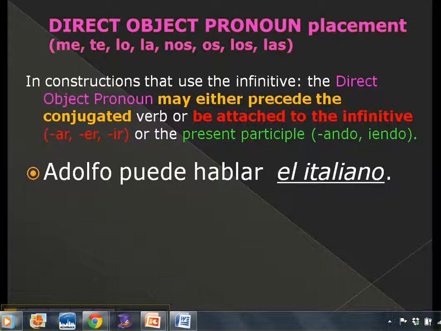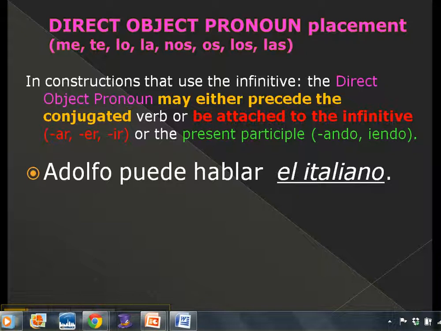So here, and pay attention to color in order to help you comprehend the relations here. In constructions that use the infinitive, like you have two verbs, right? A conjugated verb and infinitive. The direct object pronoun may either precede the conjugated verb or be attached to the infinitive, meaning the verb that ends in ar, ir, or the present participle that we have just seen in the present progressive, like ending in ando or yendo.